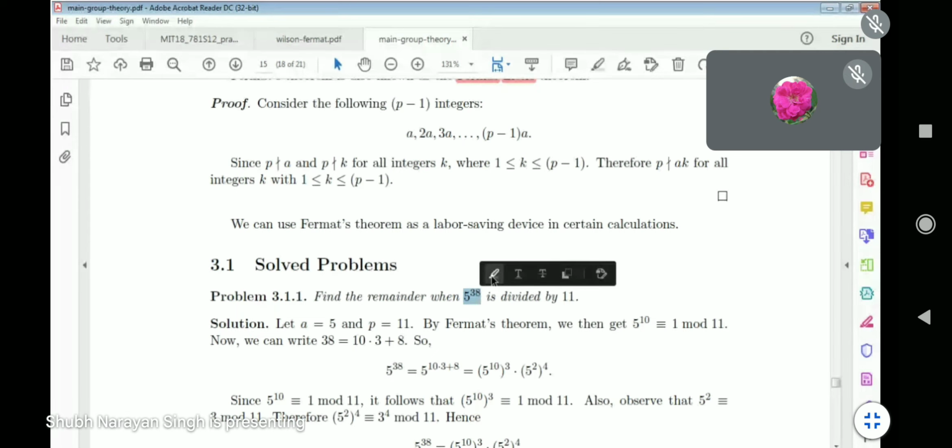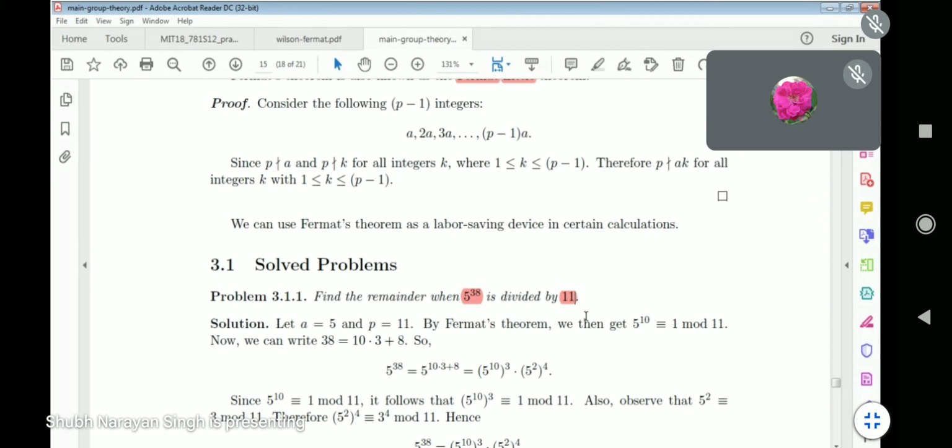5 to the power 38 is divided by 11. Suppose we have a big quantity 5 to the power 38 and someone asks you to find the remainder if this quantity 5 to the power 38 is divided by 11. We have already discussed how to find the remainder, but using Fermat's theorem we can reduce your calculation. Why? I'm going to show that.